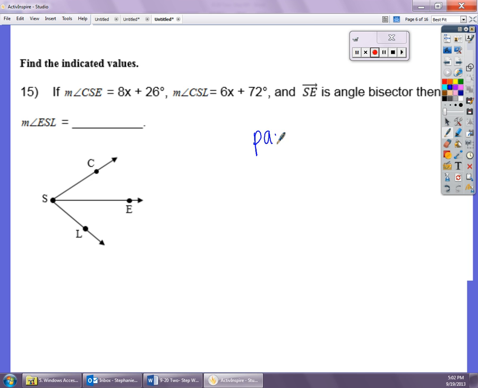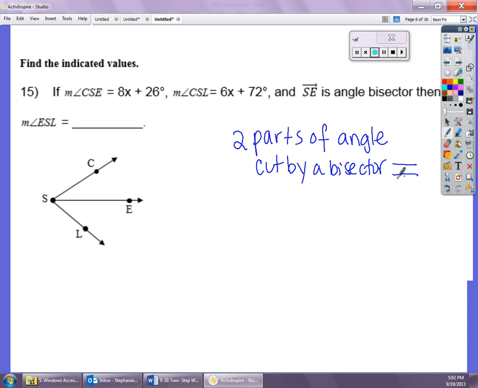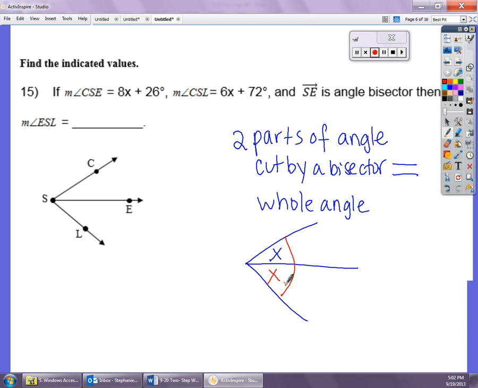Remember, 2 parts of an angle cut by a bisector equal the whole angle. So that means if you have an angle bisector and this is x, the other angle will also be x because they're equal. And that means that the entire angle is equal to 2x. So the same idea can be done here when solving this question.